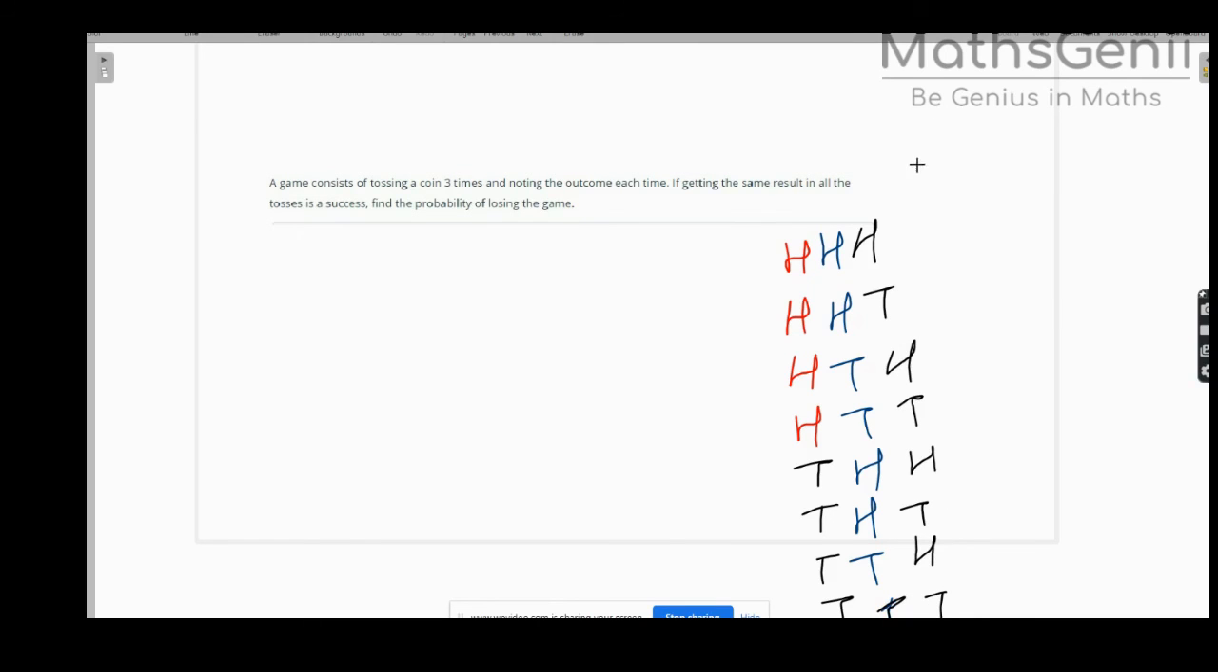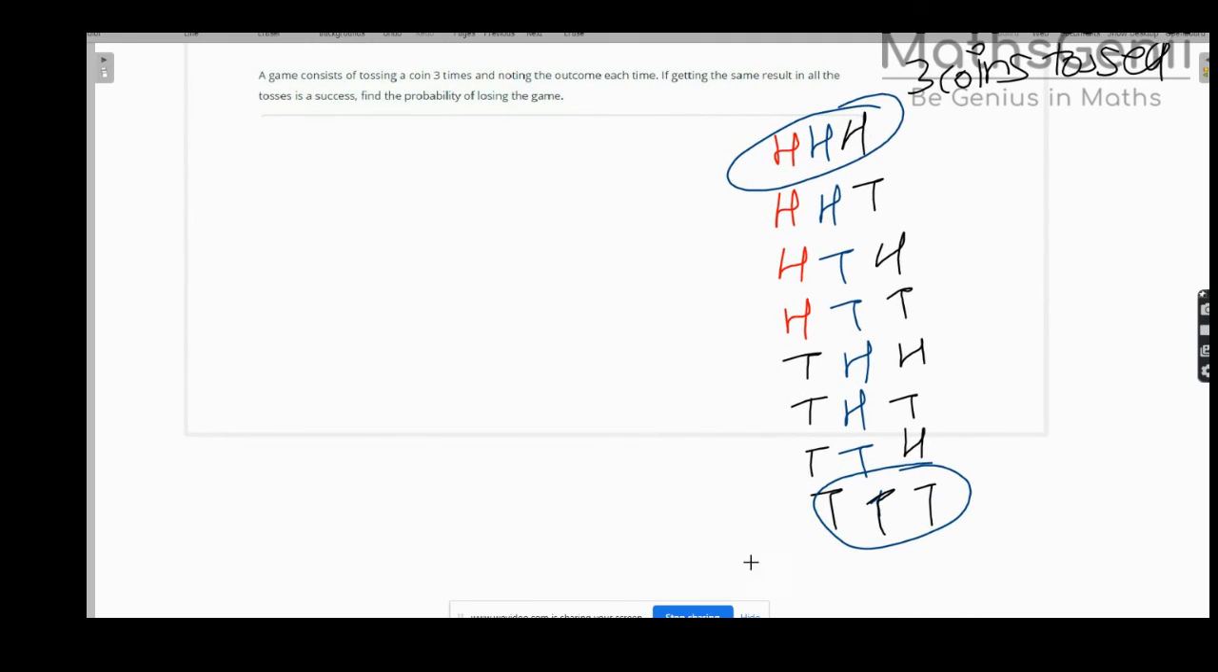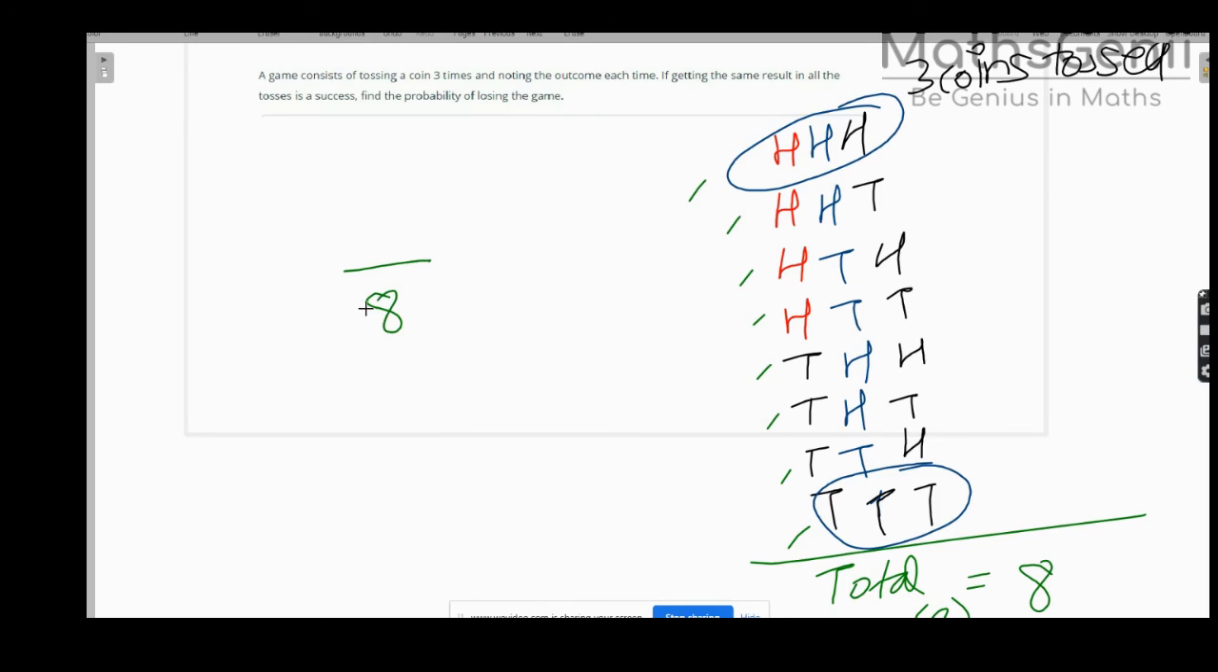Okay. Now this is for 3 coins tossed. Getting the same result in all the tosses is success. The same result in all tosses is success. HHH, TTT. This is success. And how much is the total? Always in probability, first find the total. So how much is the total? It is called n(S). So how much is n(S)? 1, 2, 3, 4, 5, 6, 7, 8. So it is 8. So always the total comes in the denominator of the answer.